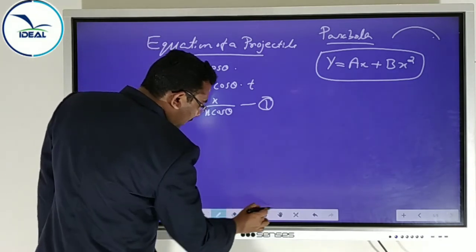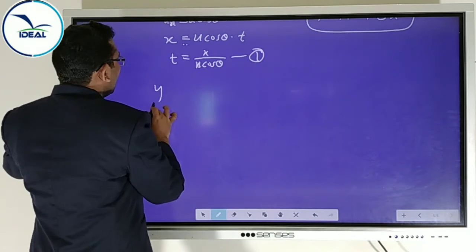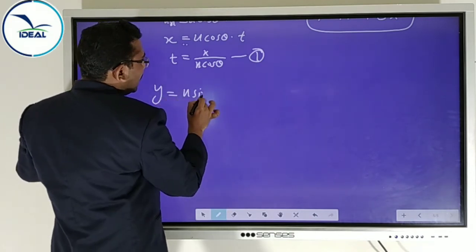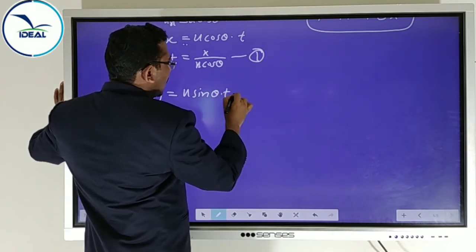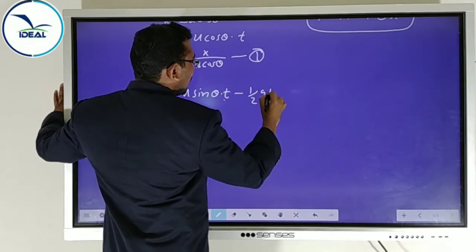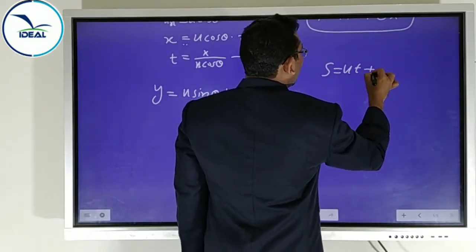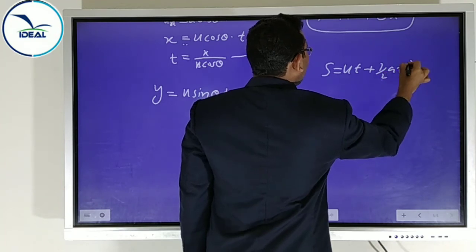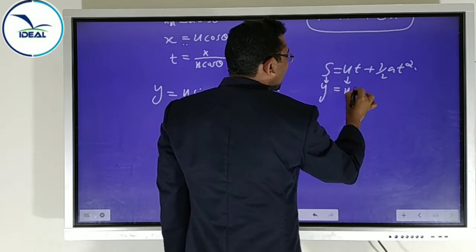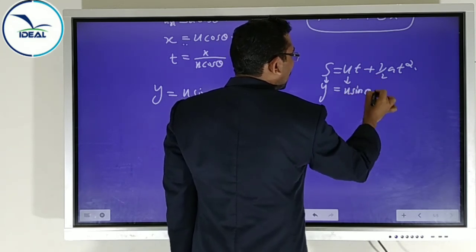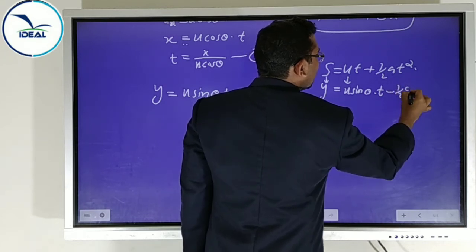Now consider the vertical motion. Y is equal to u sin theta into t minus half gt square. How did we get this? S is equal to ut plus half a t square. Here s is equal to y, u is equal to u sin theta, t is equal to t, a is equal to minus g, therefore minus half gt square.